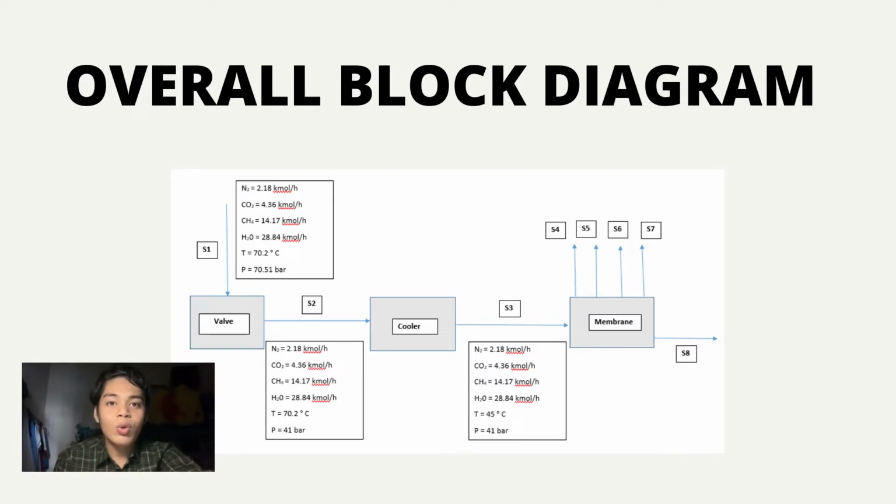So the cooler is used to lower down the temperature from 70.2 degrees Celsius to 41 degrees Celsius. And the valve is used to lower down the pressure from 75 to 45 bar only. So from the diagram, you can also see the molar flow rate for each component in the overall block diagram.